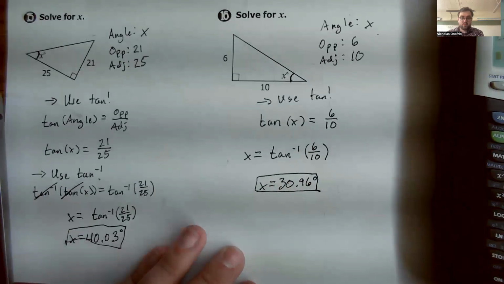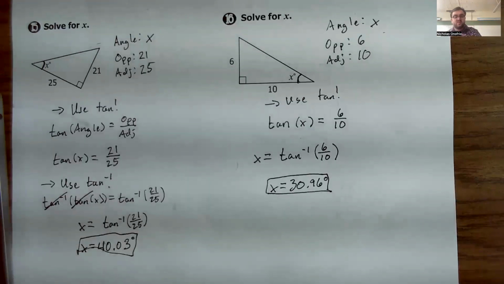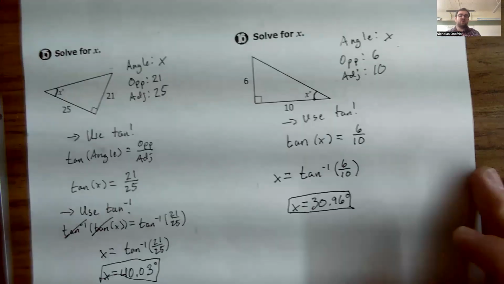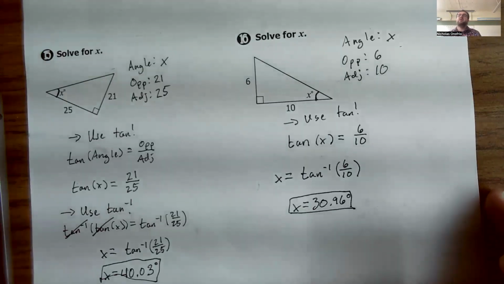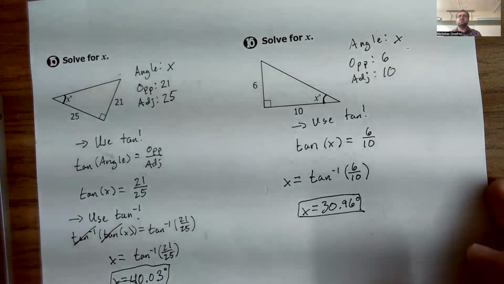So these are inverse trig ratios. You may be wondering why we're going to be using these. These come into play in a lot of real world scenarios. It's much easier to measure sides than it is to measure angles. So it's nice to have a tool that we can use to figure out an angle once we know two sides.